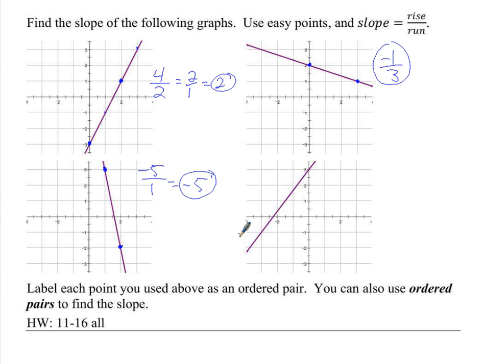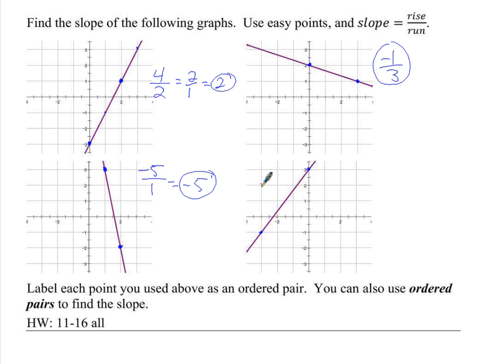Okay, last one. I need 2 points. Give me one of them. 0, 3, perfect. And one more. Negative 3, negative 1. There it is. Okay, so pick a point to start at. Left or right? Left one? Okay, here we are. Where do we go?